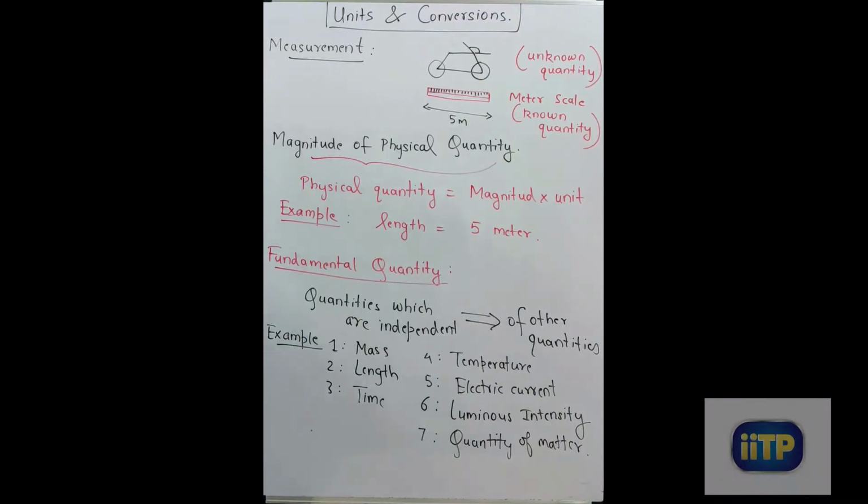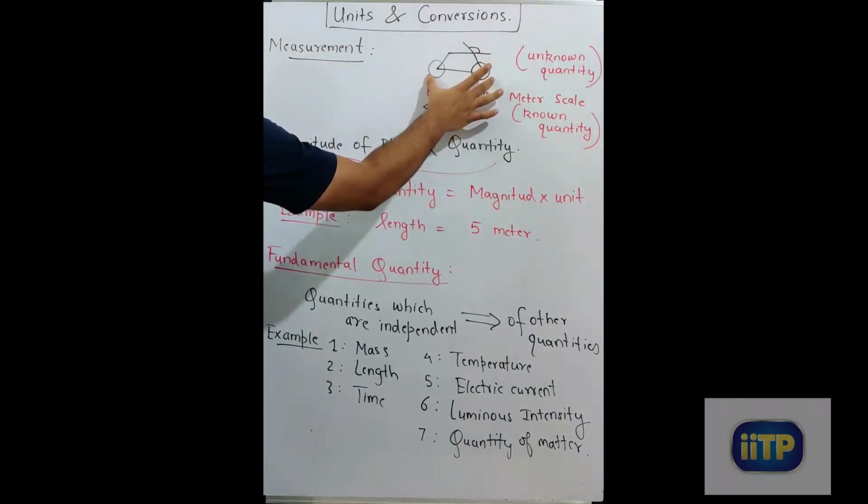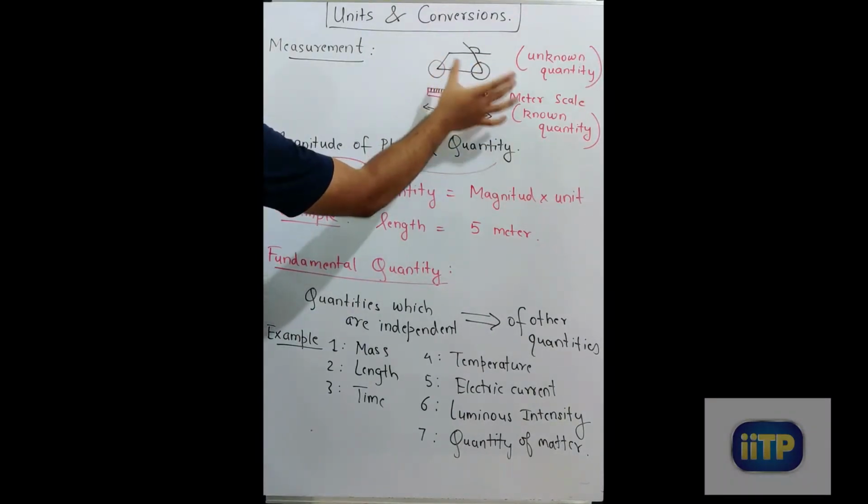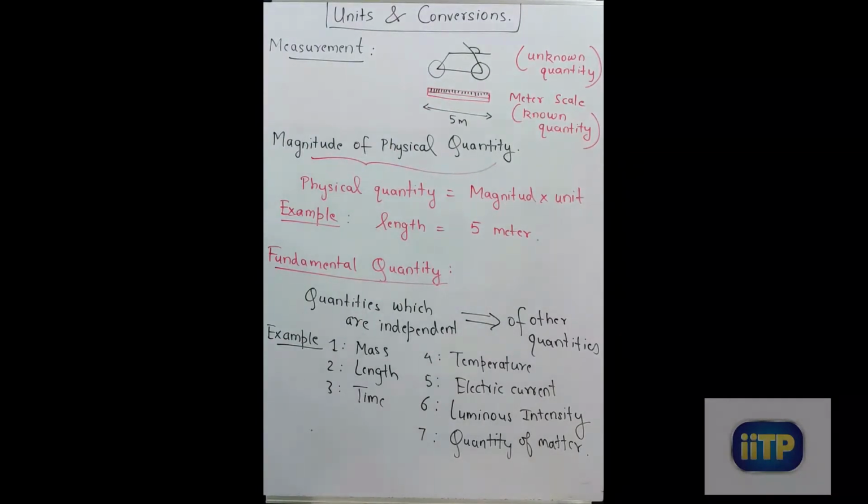Now you can easily measure the length and the width of the vehicle or a bicycle here, which is an unknown quantity. So that term is called as measurement. So measurement is the comparison of an unknown quantity with a known standard quantity or unit.